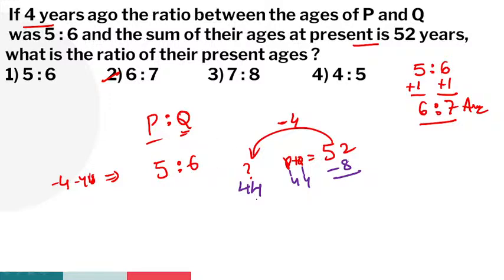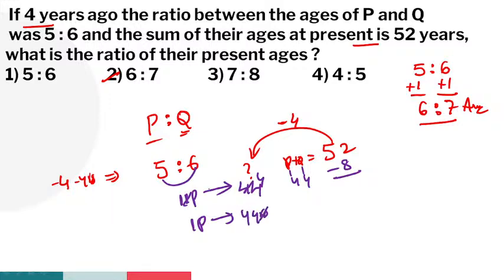Okay, why is it 44? It's the sum of ages. Since it's the sum of ages, P is how many parts? 5 parts. Q is how many parts? 6 parts. Total how many parts? 11 parts. 11 parts is equal to 44 years. One part is how much, guys? 4 years. 11 fours are 44. Okay? One part is equal to how many years?